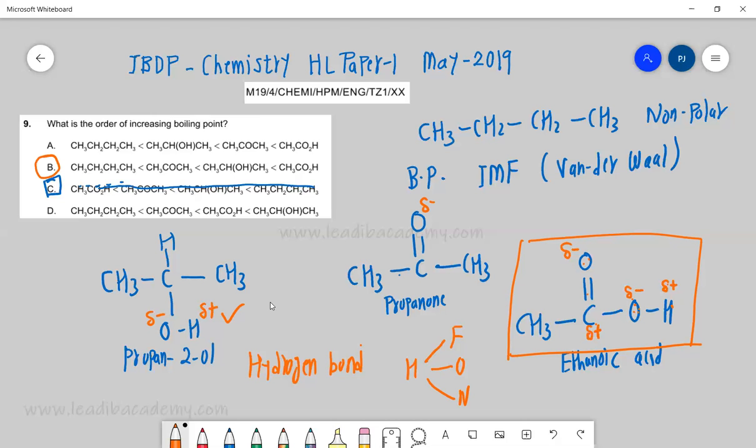So the clear-cut winner is option B. The leader is ethanoic acid, followed by the alcohol propanol, then propanone, and then butane. So the correct option is B. Which concept are we dealing with? We are dealing with the hydrogen bonding concept. It should be very clear, very, very simple.